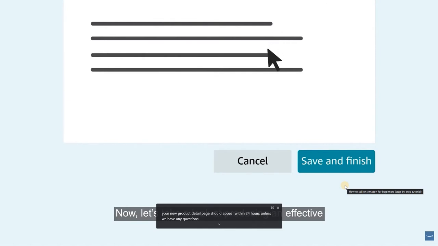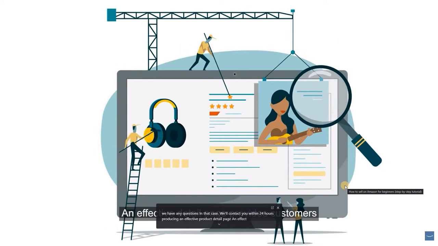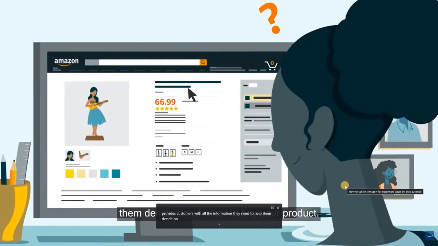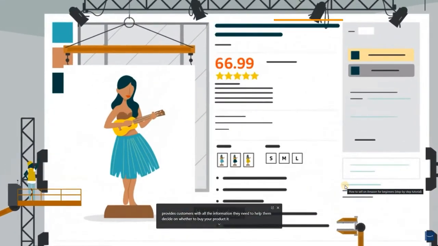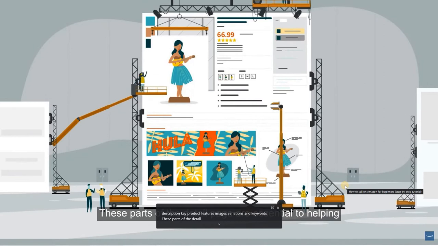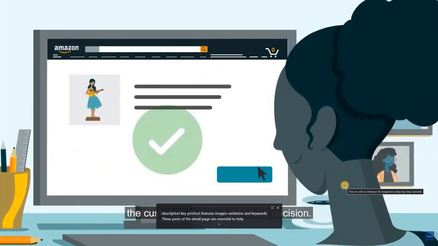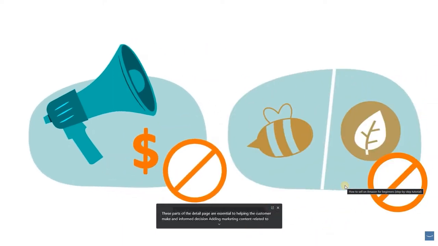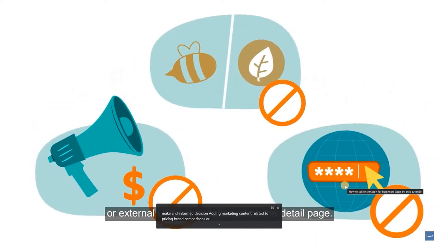Now let's take a look at producing an effective product detail page. An effective detail page provides customers with all the information they need to help them decide on whether to buy your product. It includes a title, a product description, key product features, images, variations, and keywords. These parts of the detail page are essential to helping the customer make an informed decision. Adding marketing content related to pricing, brand comparisons, or external URLs is not allowed on the detail page.